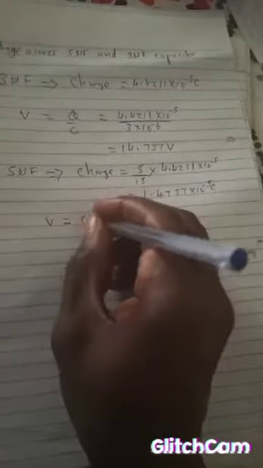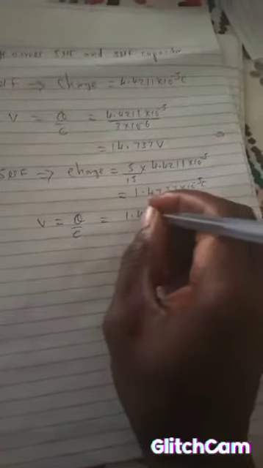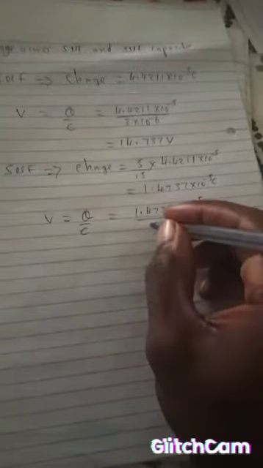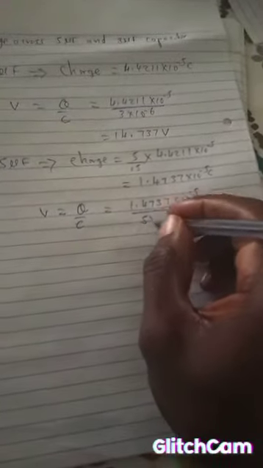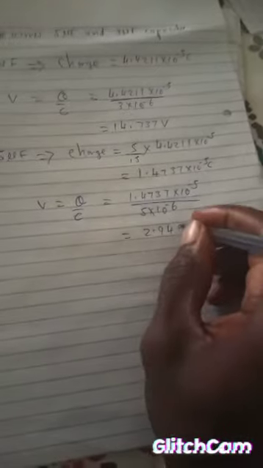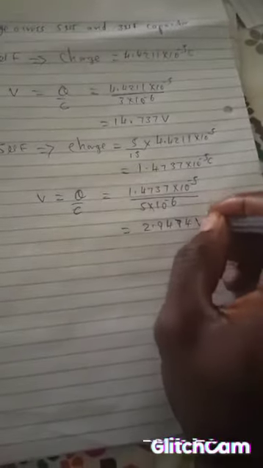Therefore, the voltage now becomes charge over capacitance: 1.4737 times 10 raised to negative 5, divided by the capacitance of the 5 microfarad, which is 5 times 10 raised to negative 6, and that leaves us with 2.9474 volts from the calculator.